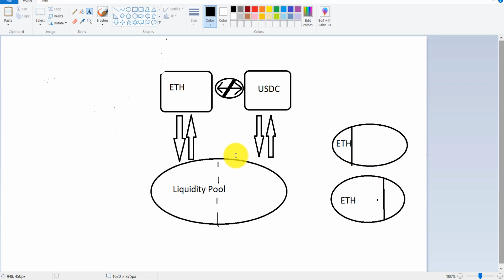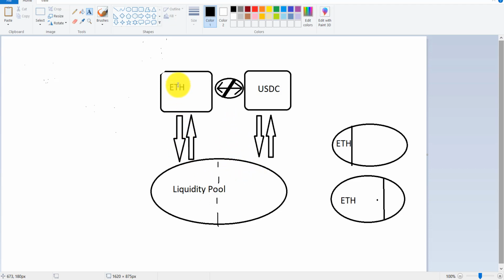Now, what's interesting is this whole scenario: impermanent loss can occur if Ethereum skyrockets. If Ethereum takes off in price, keep in mind, in order for people to buy Ethereum from the liquidity pool, they have to pull it out. They're buying Ethereum, buying Ethereum, buying Ethereum, and when they do that, they're leaving behind USDC.